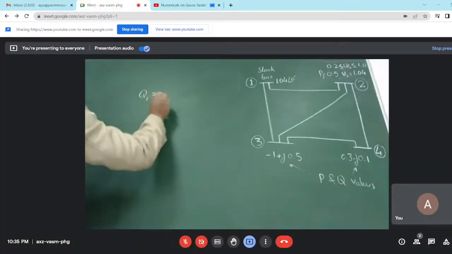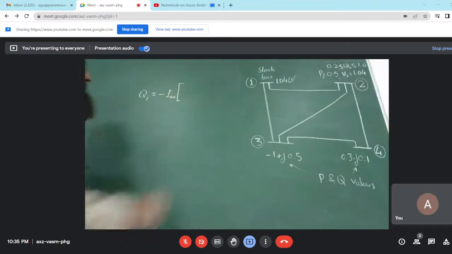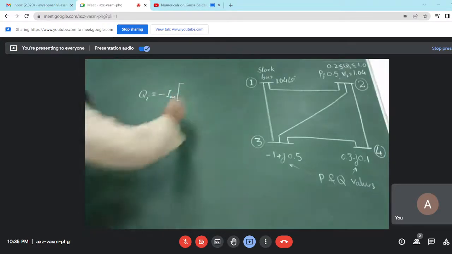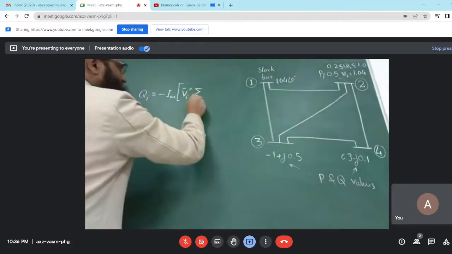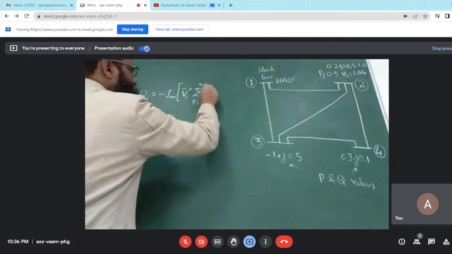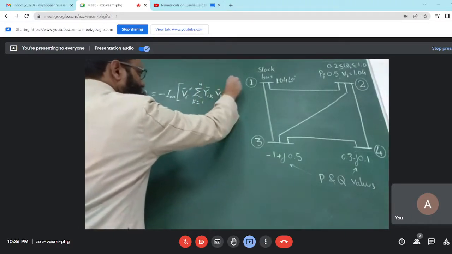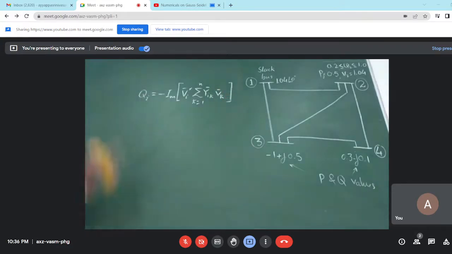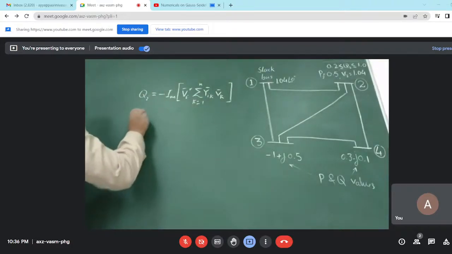So what is the equation for Qi? Minus imaginary part of Vi star times the sum over k equal to 1 to n of Yik Vk. Is it not? This is the equation for that. So for i equal to 2, we will write Q2.